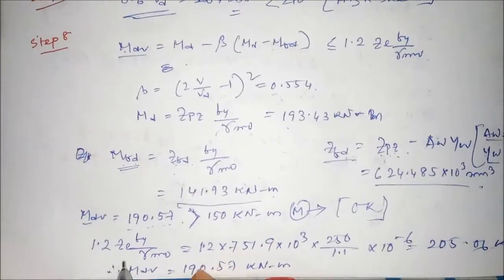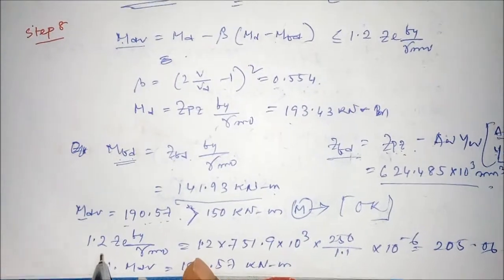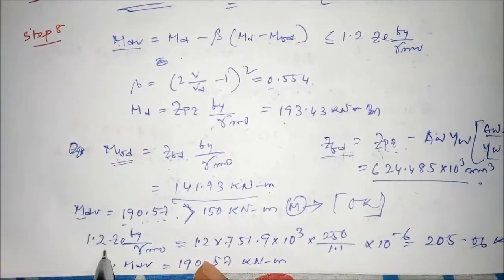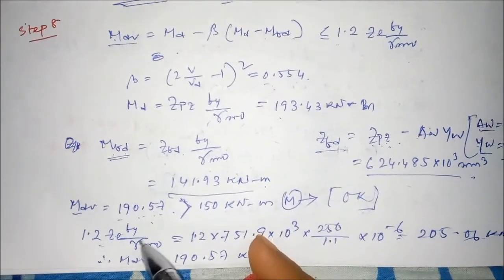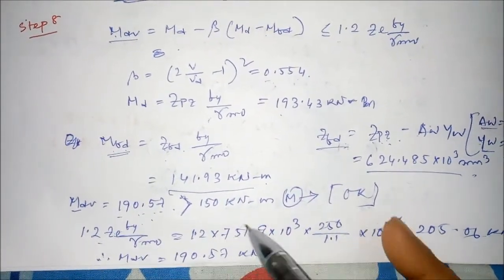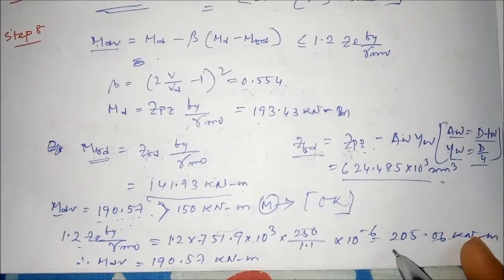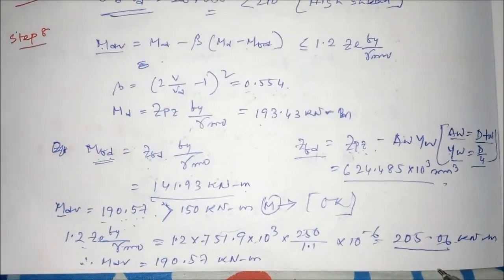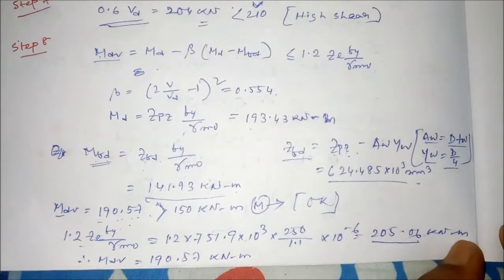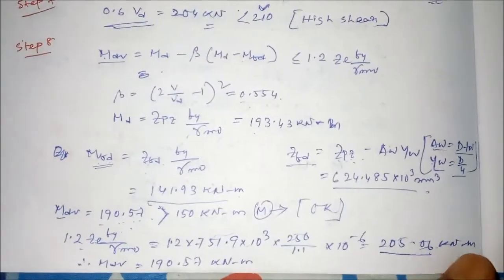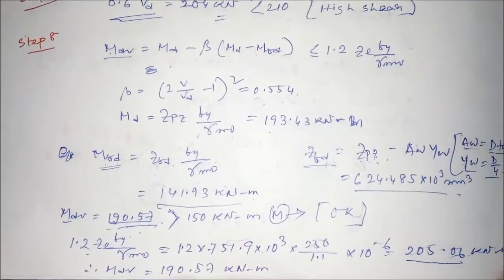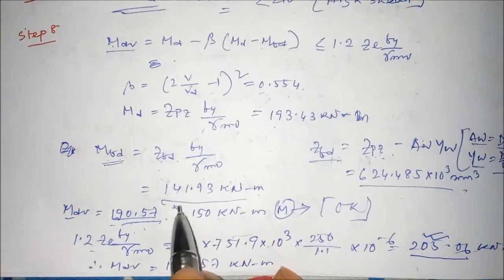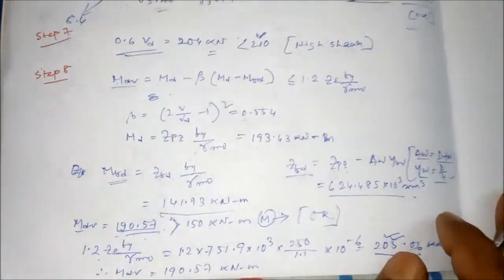And let us find out whether this is crossing the limiting value or not. The limiting value, we are getting this one. So putting all the values, Zefy by gamma m0, we are getting these values, 250.06 kilonewton meters. So we can easily say that this value is lower than this limiting one, so Mdv will be equal to this one, which is safe.